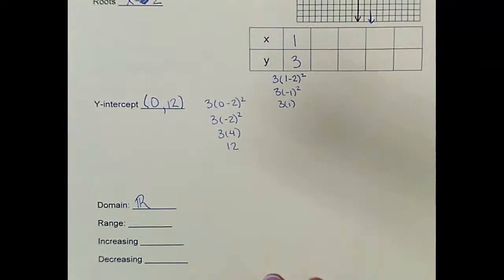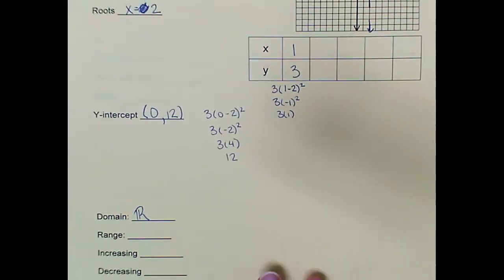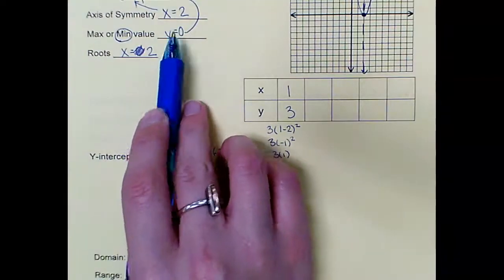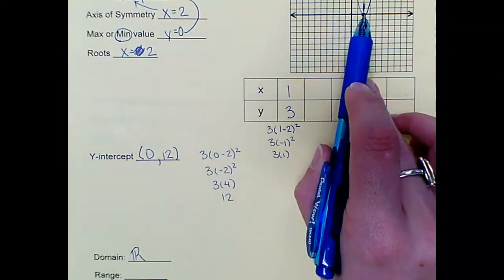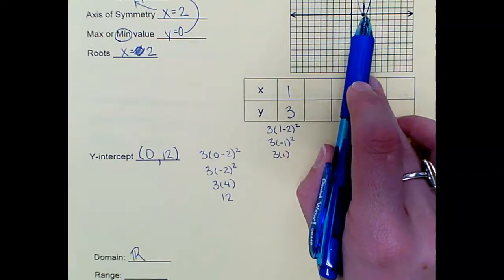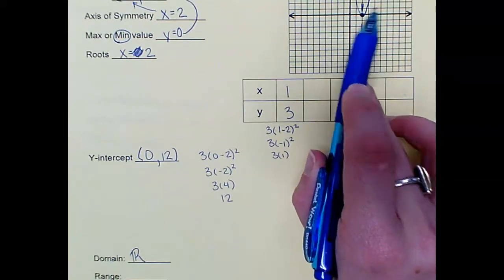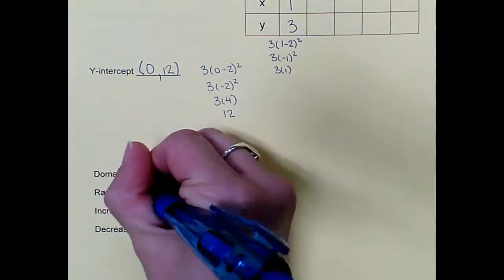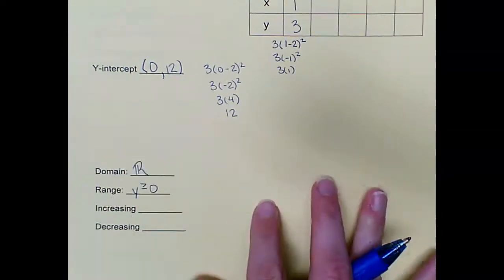The range. What was the minimum value? That minimum value was y equals 0, right? So I turned it into my range. My range is all the y values that are greater than or equal to 0.